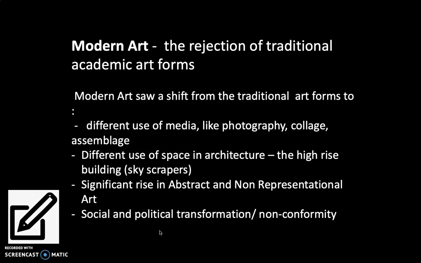So, modern art is considered a rejection of traditional art forms. It saw a shift from the use of media, so photography was now a new thing. They tried collage, different types of architecture. Abstract art really boomed, and non-representational art, so art that didn't really have to be anything, and social and political transformation and non-conformity. So they looked at a lot of new things that were happening in society at those times as well.